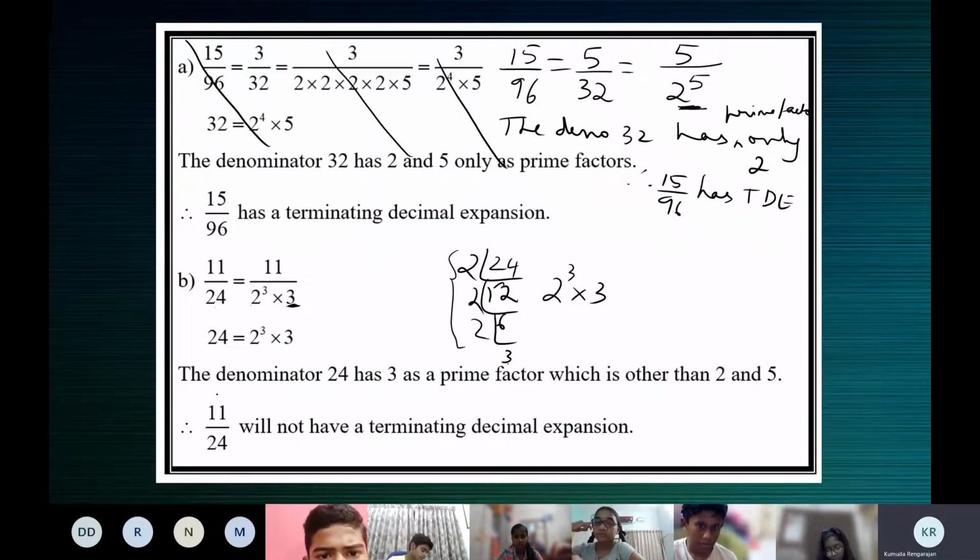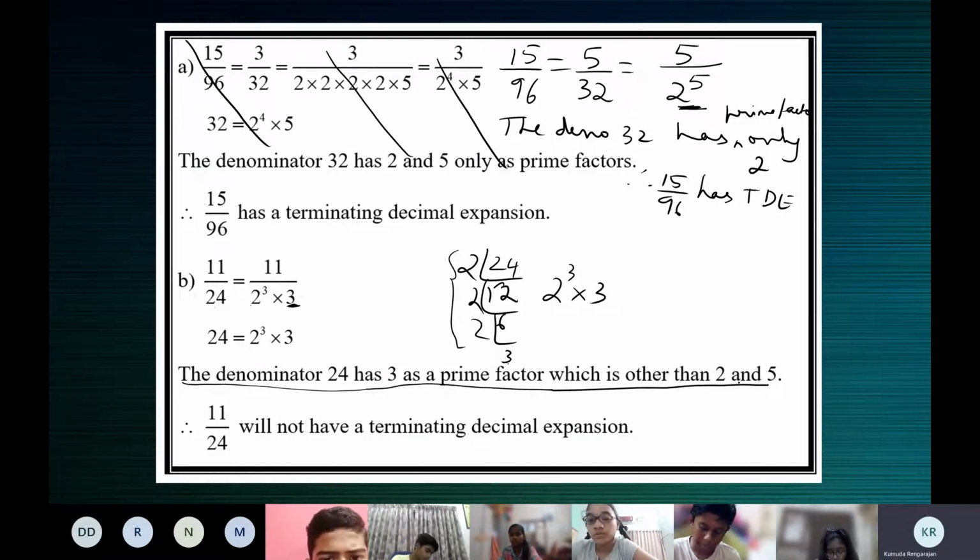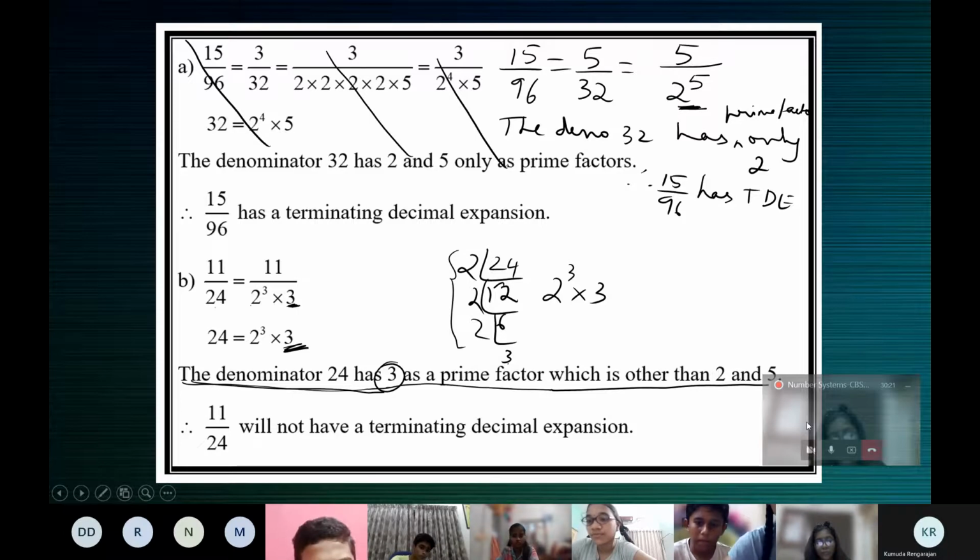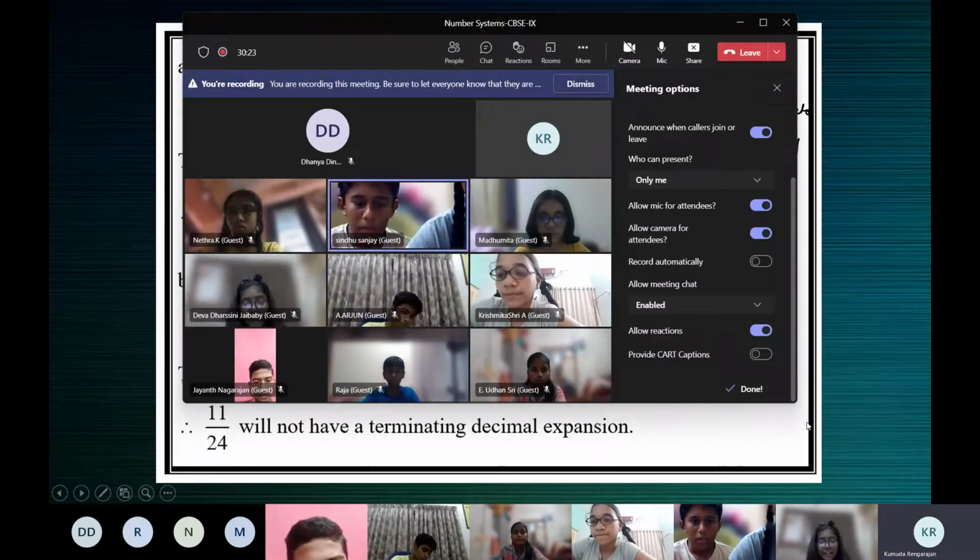So see the explanation here. The denominator 24 has 3 as a prime factor, which is other than 2 and 5. Therefore, 11 by 24 will not have a terminating decimal expansion. Will not have, you must say, because the question is, does it have a terminating decimal expansion? No, it does not have a terminating decimal expansion. Am I clear to the class?